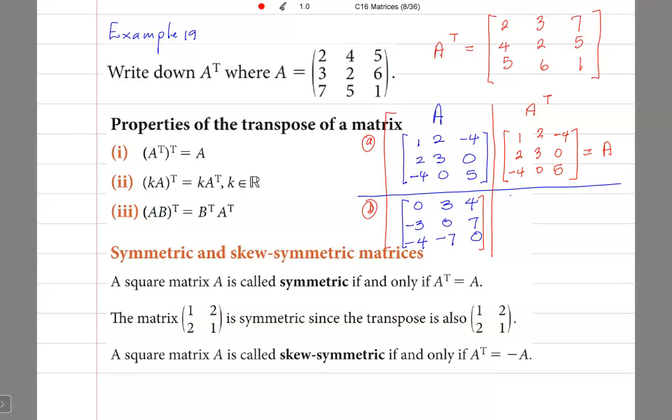At B, let's transpose. We're going to get 0, 3, 4, minus 3, 0, 7, and minus 4, minus 7, 0. If you look carefully, you'll observe that this is minus A. All the entries end up back in the same position, but their signs change. The only way that happens is if you multiply the matrix by minus 1. So if you multiply minus 1 by A, you get minus A. So the transpose of A here is equal to minus A. So at part B of the example, the matrix is skew symmetric because the transpose of A is equal to minus A.